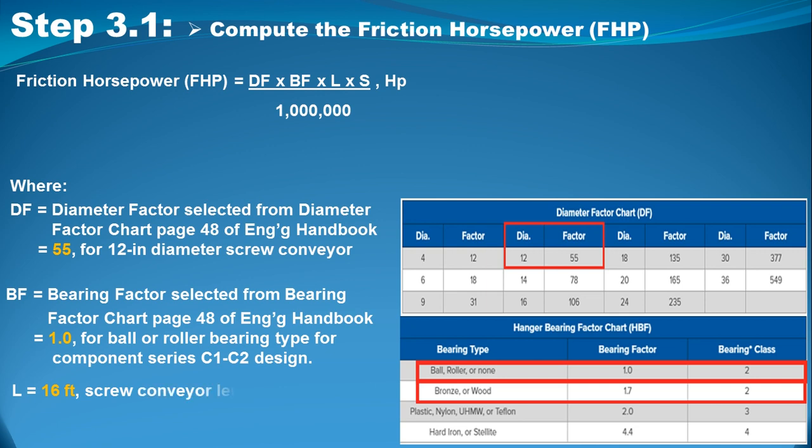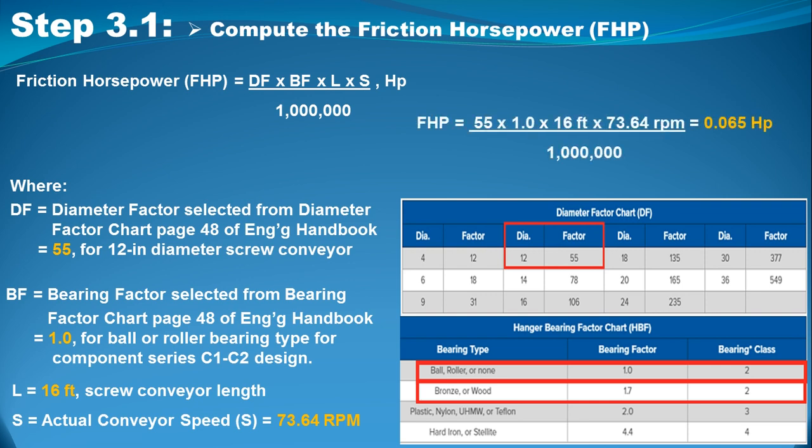For L, which is given, is 16 feet, and that is the screw conveyor length. S is the actual conveyor speed, which was already computed in the previous video from step 1 and step 2, which is 73.64 RPM.